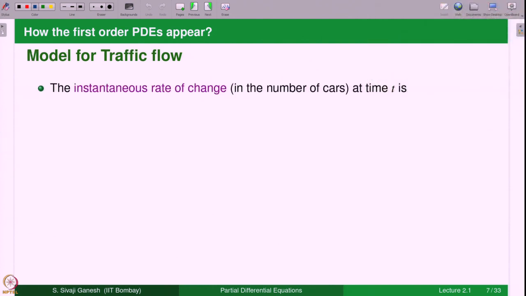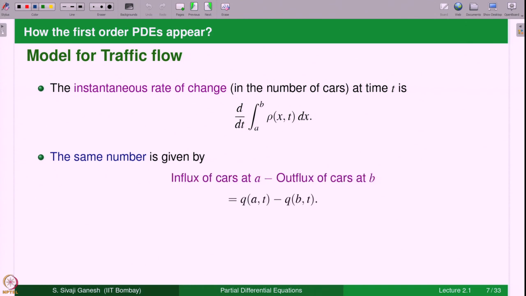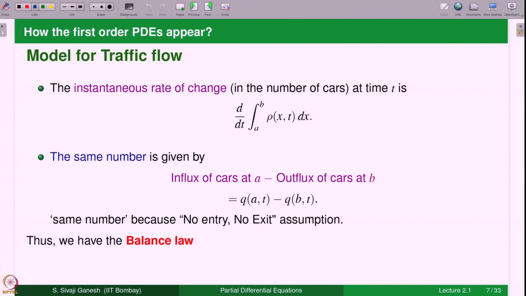Now, we need to know how it changes. So, the instantaneous rate of change at time t is given by the derivative of this number, d/dt of the integral from a to b of rho(x, t) dx. But who is really responsible for this change? It is the cars which are entering at the point A and leaving from the point B. Therefore, the same number is given by the influx of cars at A minus the outflux of cars at B, which is q(a, t) minus q(b, t). Both are the same numbers because we made this assumption of no entry and no exit. Thus, we have this balance law. So, both these quantities are balanced. Therefore, d/dt of the integral from a to b of rho(x, t) dx is equal to q(a, t) minus q(b, t). That is the balance.